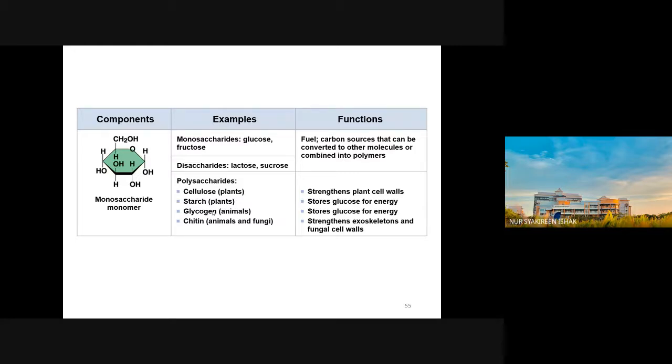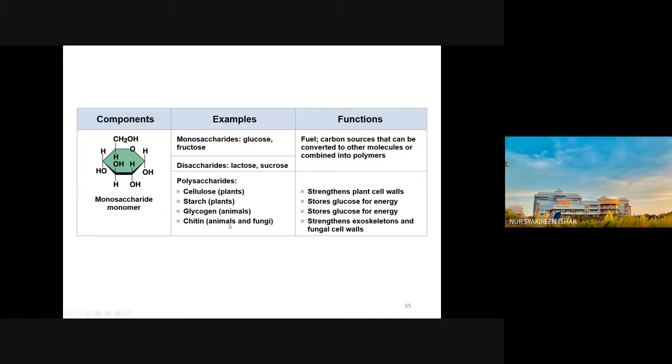Okay, so when your body is lacking glucose, the glycogen will be released with the help of the hormone glucagon, and then it releases the glucose to provide glucose for cellular respiration to generate energy. So starch is the energy storage for plants, glycogen is the energy storage for animals. The glycogen is stored in the liver.